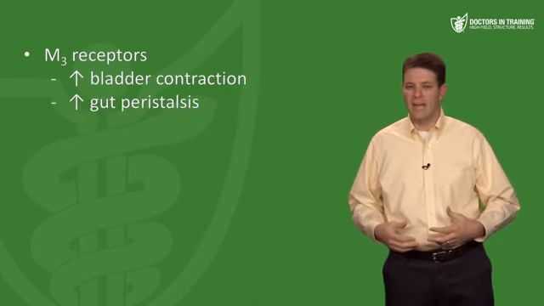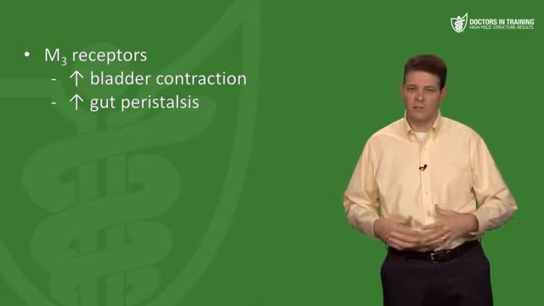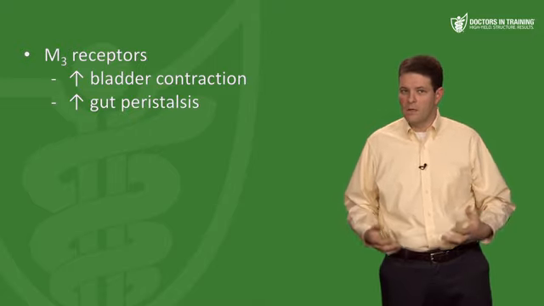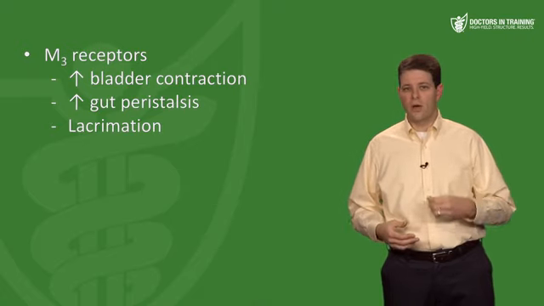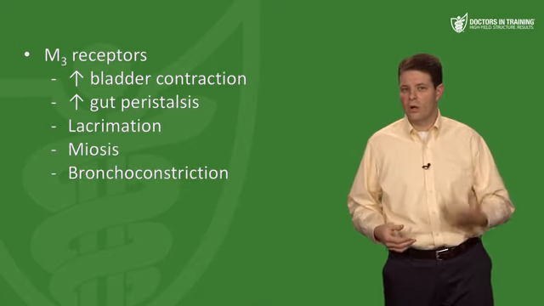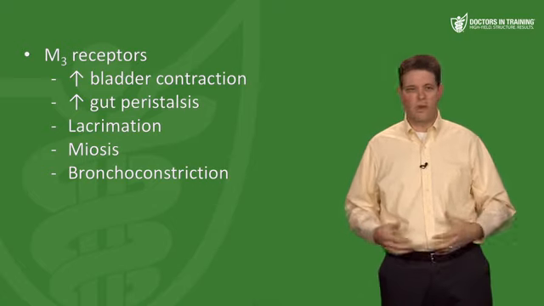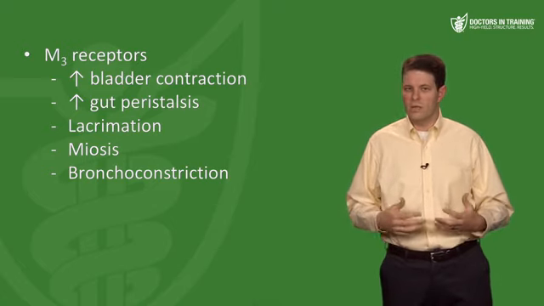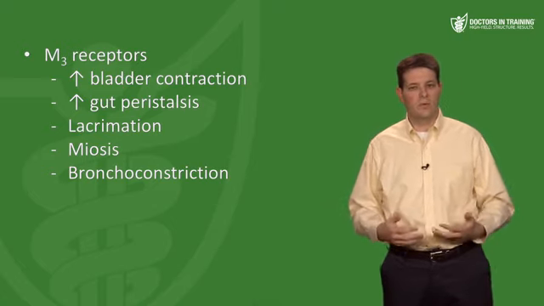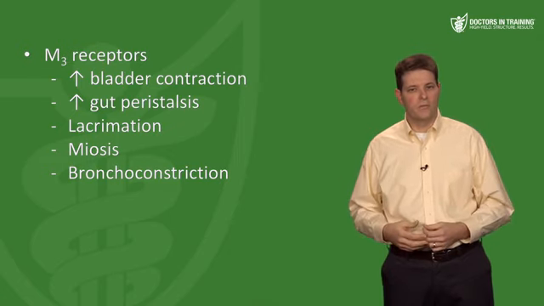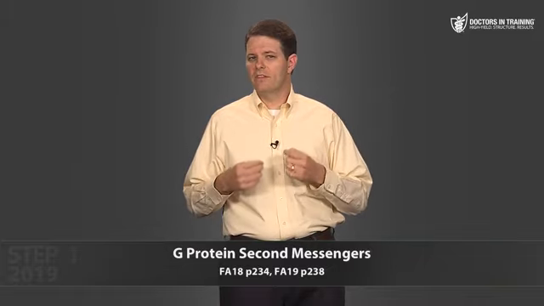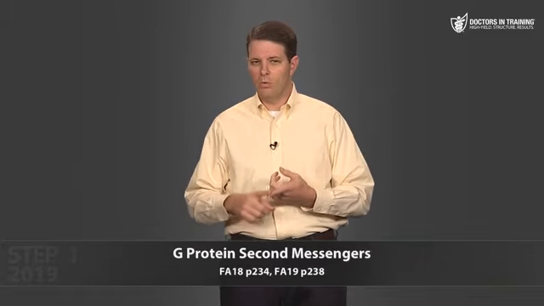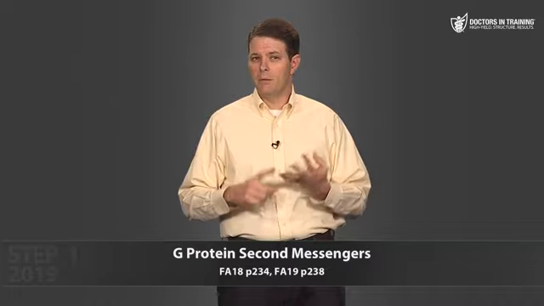And then the M3 receptors are going to increase bladder contraction and increase gut peristalsis to start making things leaky, right? M3 receptors in the tear glands cause lacrimation or tearing. They also cause miosis, and they cause some bronchoconstriction. Now, you've seen all those parasympathetic effects before. You just need to recognize that there are different classes of muscarinic receptors in different target tissues. Then for the adrenergic receptors, you're already familiar with the subtypes of adrenergic receptors like alpha-1, alpha-2, beta-1, and beta-2.